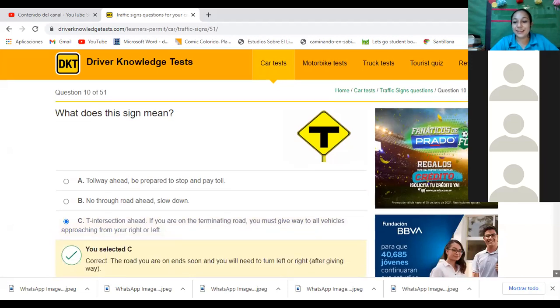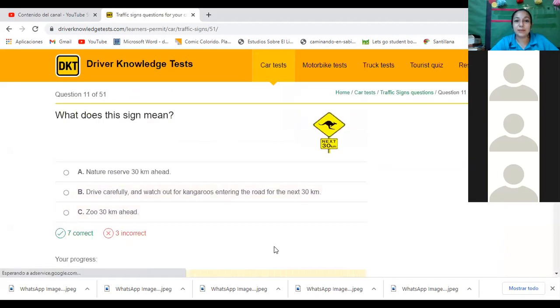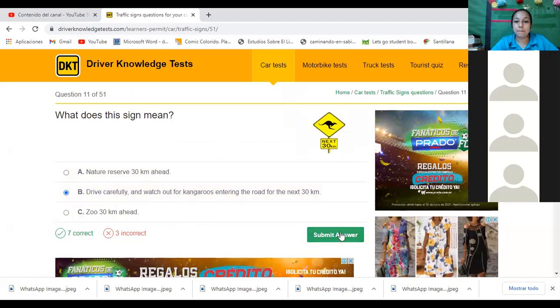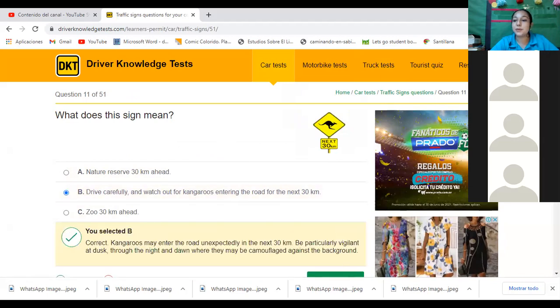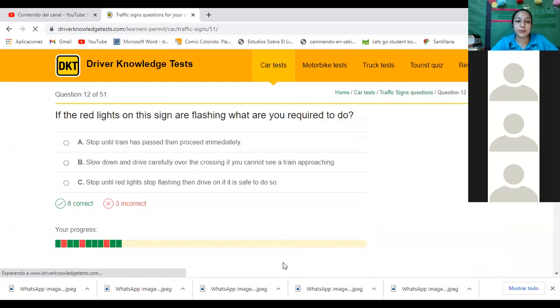Yes, this one is correct. Okay, this one is easy. Let's see. This part. Nature reserve, drive carefully for 30 kilometers ahead. B. B, okay. Let me check. Yes, this one is B. Yeah, this one is a sign especially because you can watch out for some kangaroos.